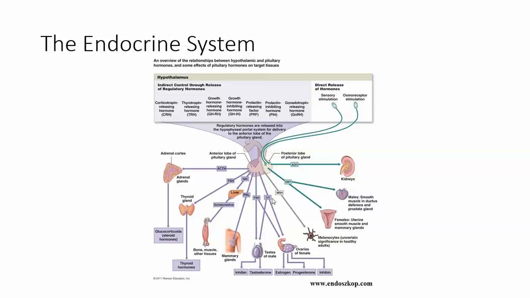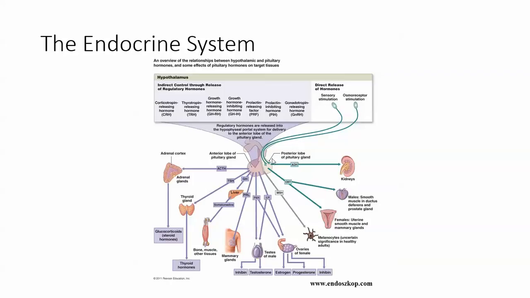Your FSH and LH both work on the testes of the male. They produce inhibin, which decreases the sperm count, and testosterone, and in the female, they produce estrogen, progesterone, and inhibin, and inhibits FSH. MSH is the melanocyte stimulating hormone, and it stimulates the melanocytes.